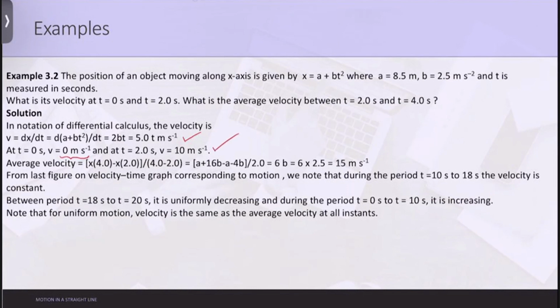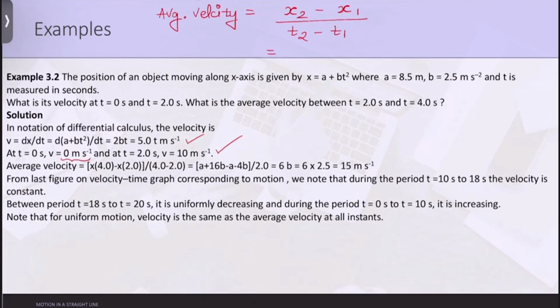Okay. Now let us calculate the value of average velocity. We know the formula for average velocity. Average velocity is nothing but x2 minus x1 upon t2 minus t1. How to calculate the value of x2? Just put the value of x2, basically x at t equal to 4 seconds. So it is nothing but a plus b into 4 squared, minus a plus b into 2 squared, because this is the final value and this is the initial value, divided by 4 minus 2.